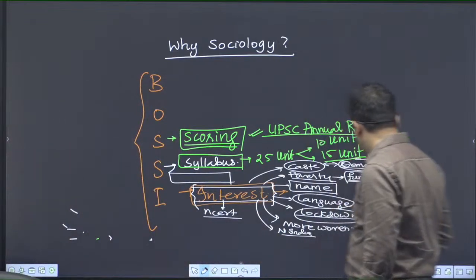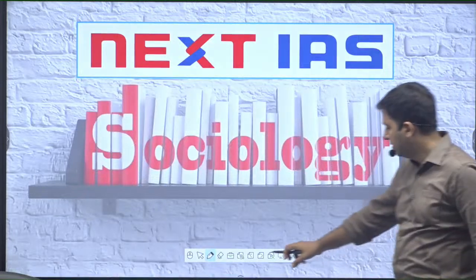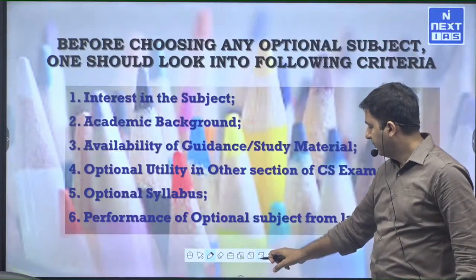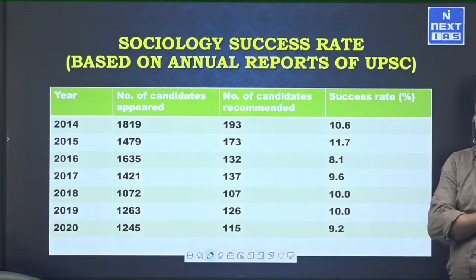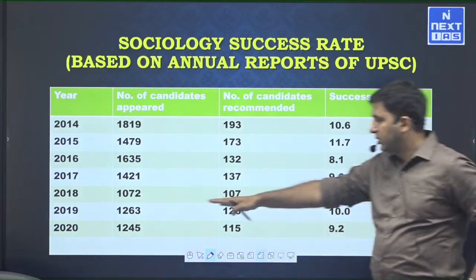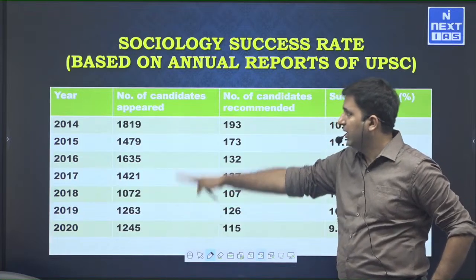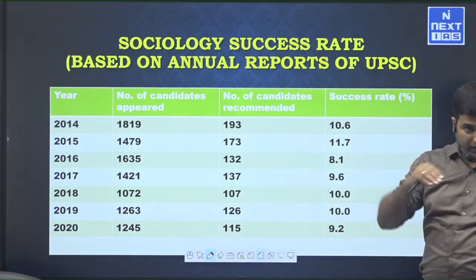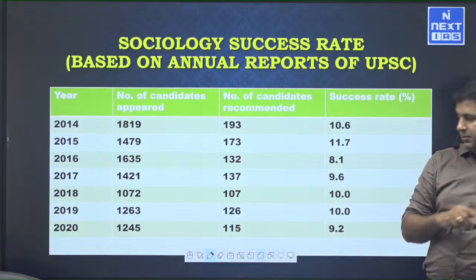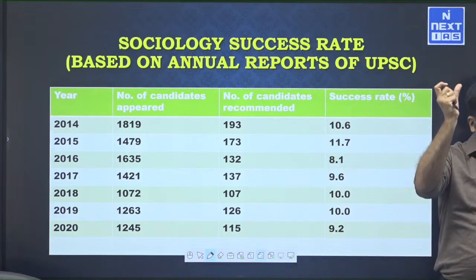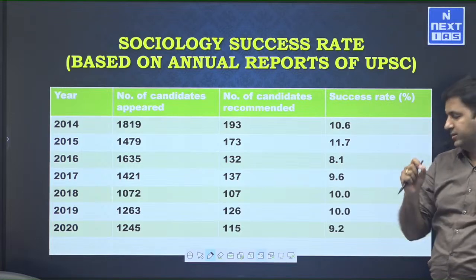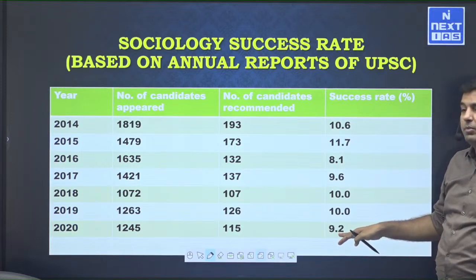So that is also one very strong reason for you to opt for this optional subject. This is the data we have so far: out of 1245 students who appeared in the 2020 mains examination, 115 were finally selected, meaning they got some rank or the other in the final list, and the selection rate is 9.2%.